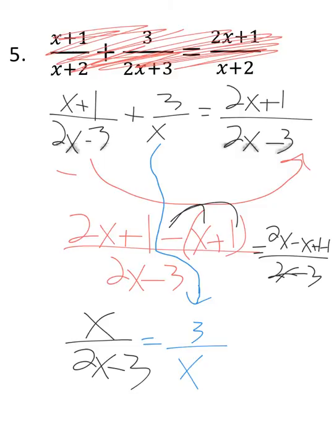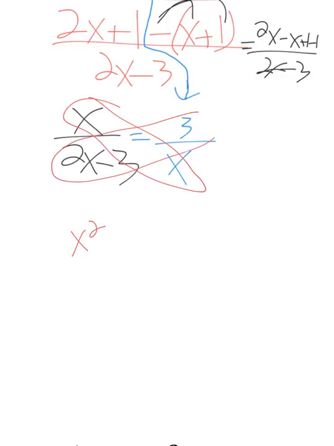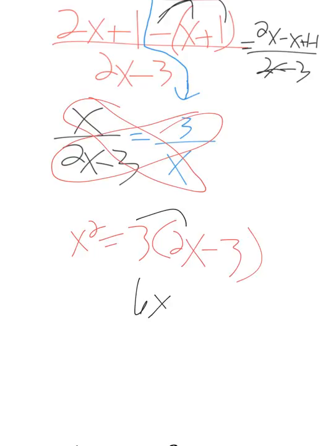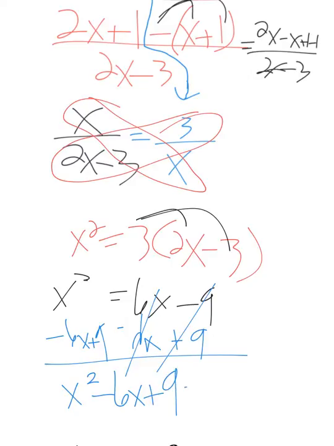All right, so now let's just cross multiply and solve it. What's x times x? X squared. What is 3 times 2x minus 3? Well, let's distribute. 6x minus 9 equals x squared. So I'm going to have to subtract 6x and add 9 to the other side, because anytime you see an x squared, you got to get everything to one side. So x squared minus 6x plus 9 equals 0.